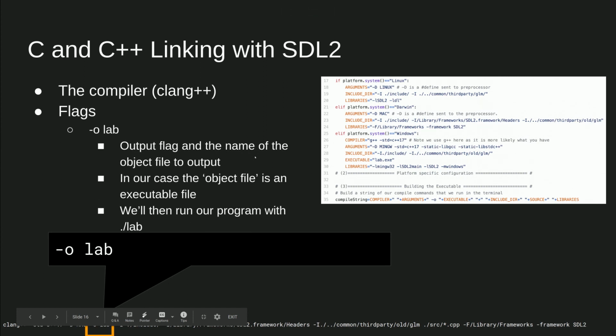The next part is the output portion here. So the -o here, the next part, is how we're going to name our executable. This is what our output is, okay? So then we'll run the program with ./lab or ./lab.exe or whatever for your platform, okay?